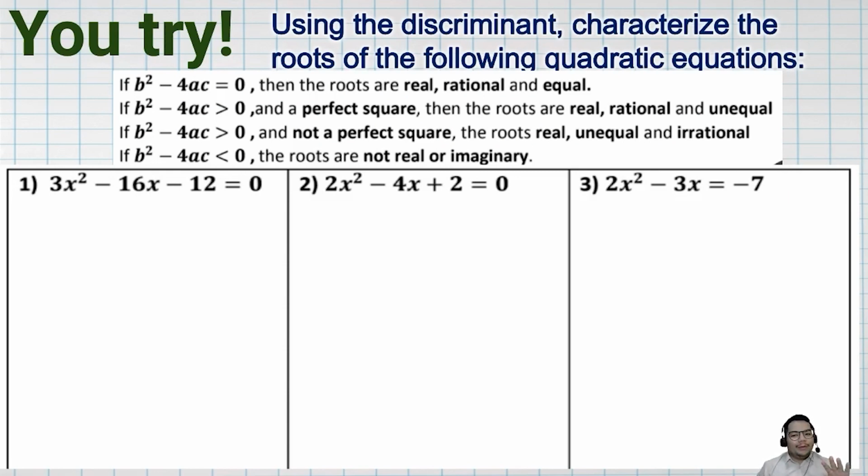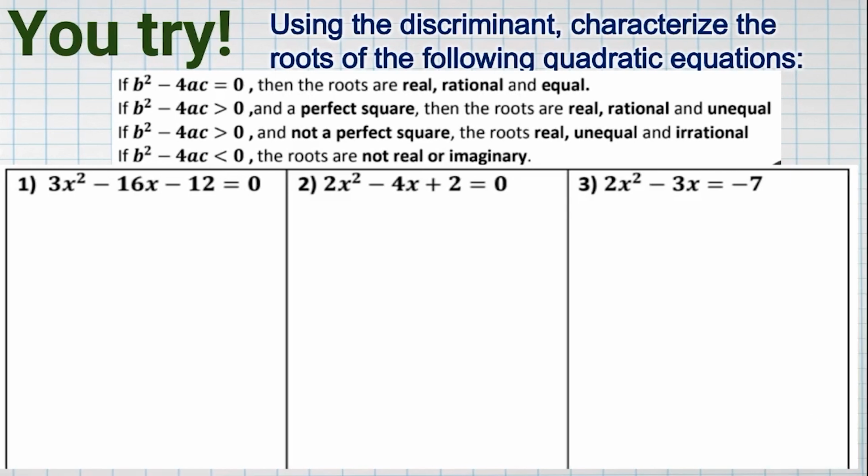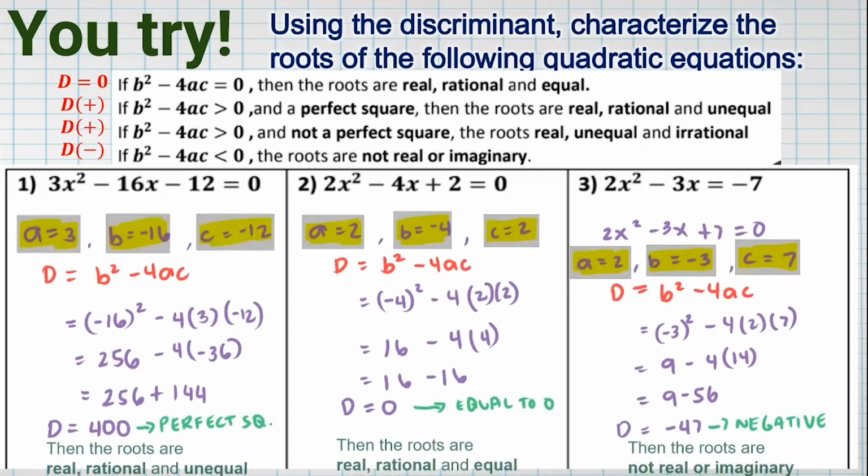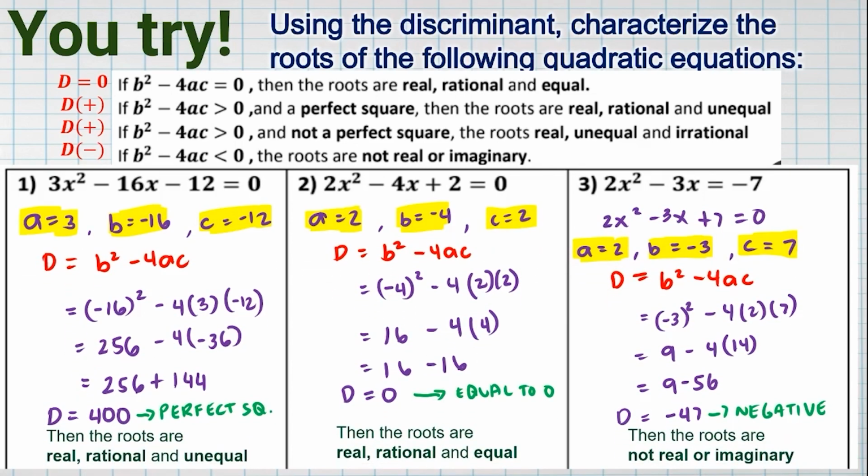5, 4, 3, 2, 1. Okay, sige, sana nasagutan na. So, tignan natin if your answers are correct. Here are the answers now. So, yan, you have to consider if the discriminant is 0, positive, or negative. So, ito yung mga sagot natin.